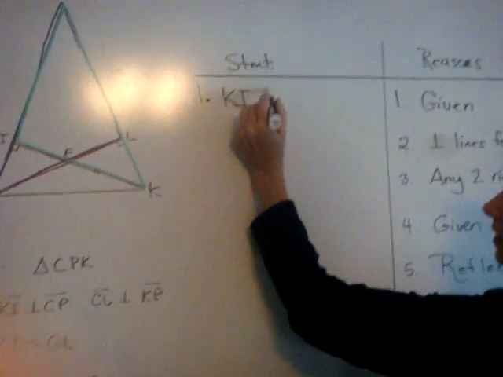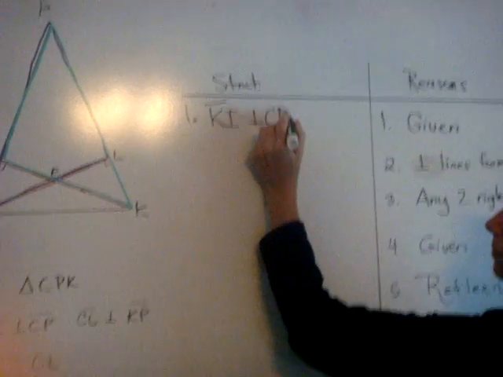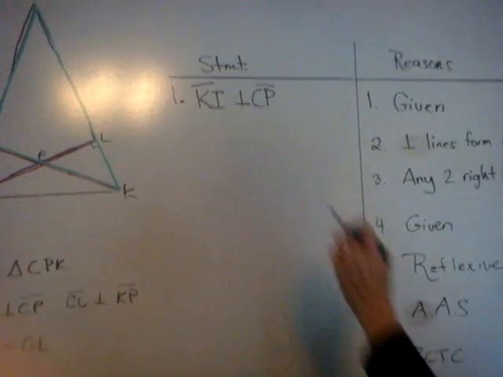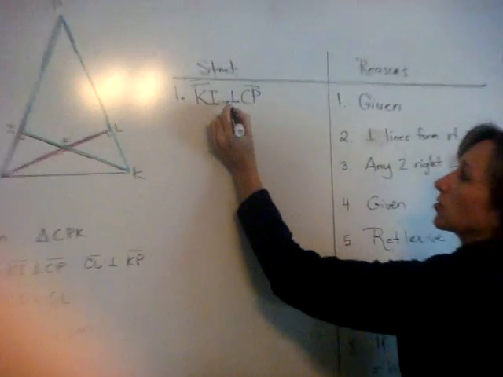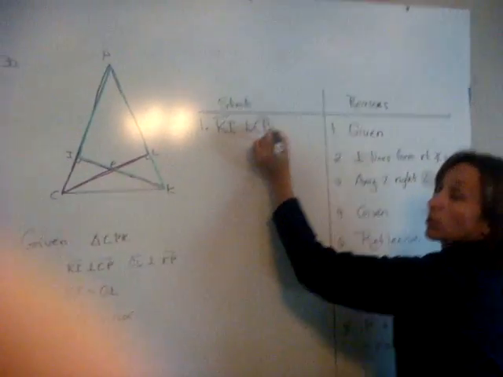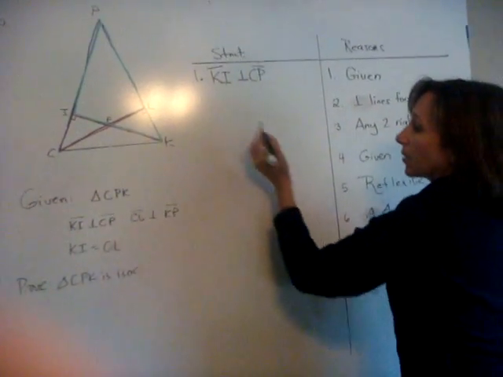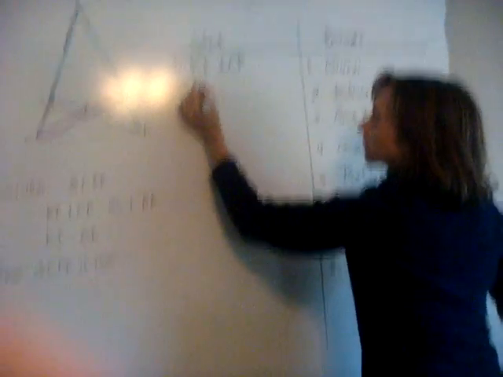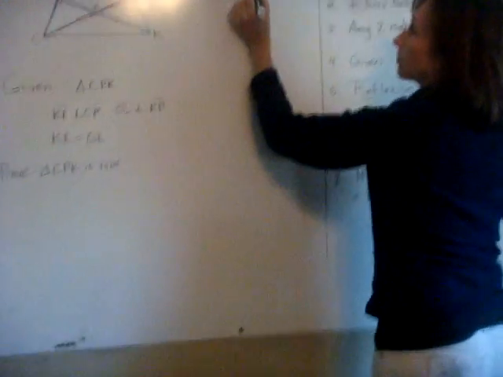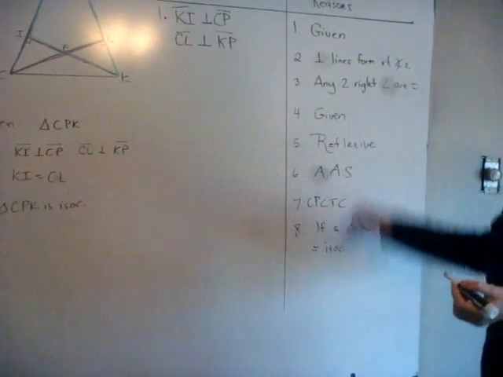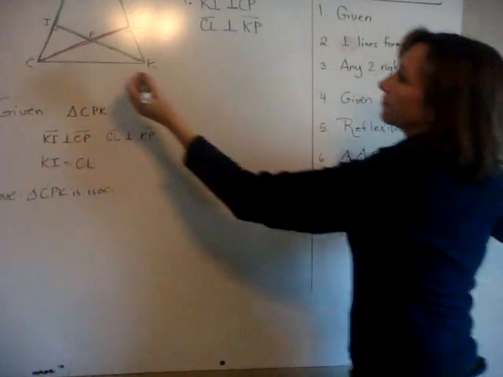The first thing is given. We know that KI is perpendicular to CP. See how I write the segments on top? Because I'm not saying that they equal one another, but they're perpendicular. So you just want to say segment KI is perpendicular to segment CP, not the measure. These mean segment, not measure. And we also have segment CL is perpendicular to segment KP. And that is given.